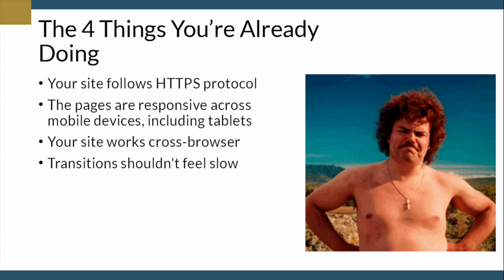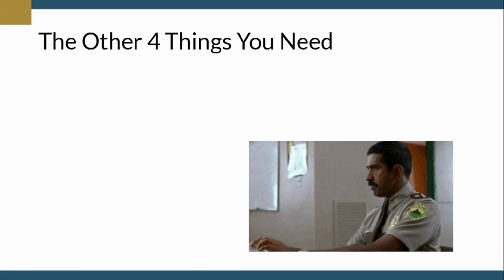And then your transitions shouldn't feel slow. So if you're loading content or they're trying to go to another page, it shouldn't just stop. There should be like some kind of signal to a user that, hey, we're doing this stuff in the background. We didn't crash, I promise, don't reload, please don't reload. So stuff like that. Everybody's apps already do this, right? Yes. So these are the other 4 things that you need to really make them PWAs.